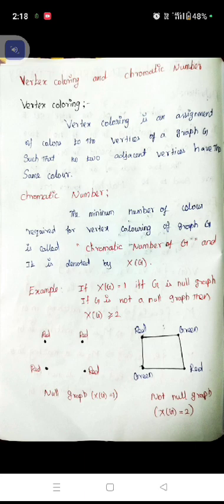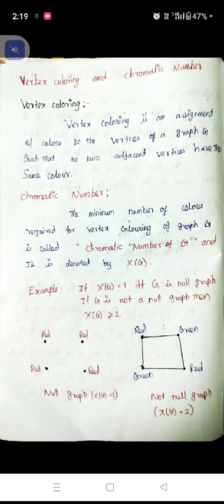In this, the first one is a null graph. The chromatic number is 1. This is a null graph. It has no edges, so the vertices are not adjacent. So it is the null graph. Psi of G equals 1.